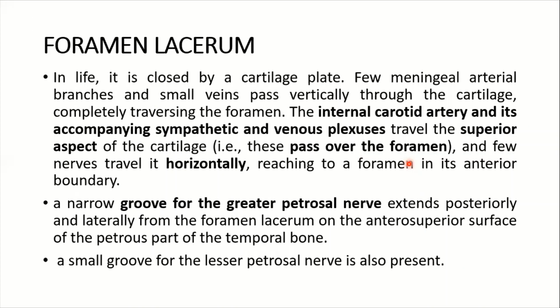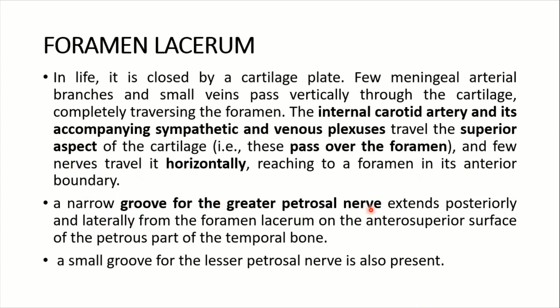In life, it is closed by a cartilage plate, a few meningeal arterial branches and small veins pass vertically through the cartilage, completely traversing the foramen. The internal carotid artery and its accompanying sympathetic and venous plexuses travel on the superior aspect of the cartilage. That is, these pass over the foramen, and a few nerves travel horizontally, reaching a foramen in its anterior boundary. So the internal carotid artery, right? And these are some structures over here.